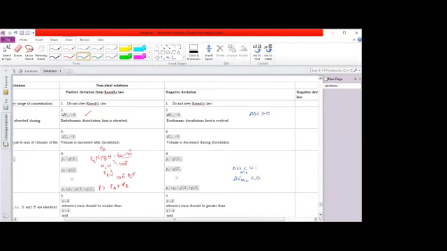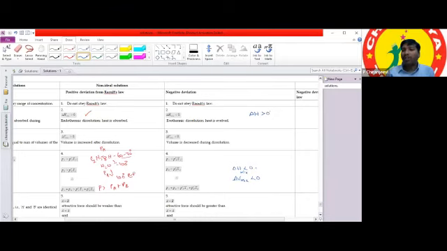Non-ideal positive deviation. Very good, Ritu. Positive deviation, non-ideal solutions have delta H value not equal to 0. Okay. So once again, my options are the same only.